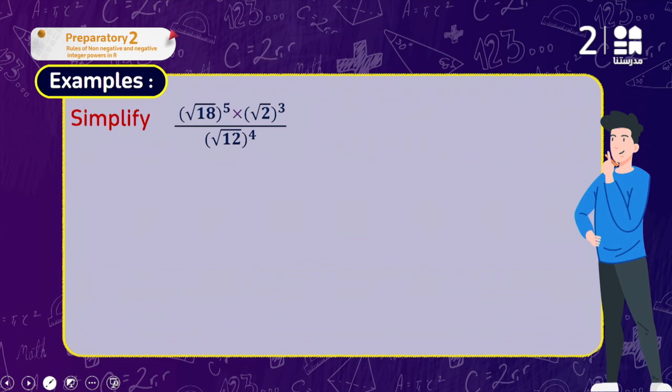Simplify this example. بص معايا هنا. This is square root of 18 all to the power 5 multiply square root of 2 all to the power 3 over square root of 12 all to the power 4. Square root of 18 can be simplified into 3 square root of 2, from the operations on the square root من شغلنا على السكوير روت. طيب this is 3 square root of 2، ده root 18 فكيناها تحول لكده، root 2 زي ما هي.